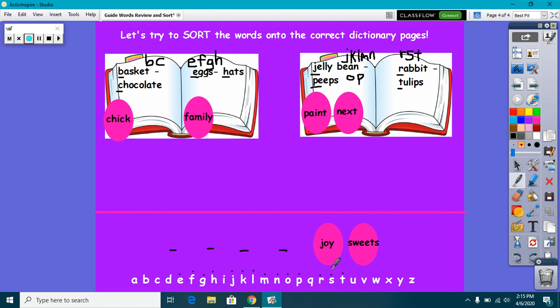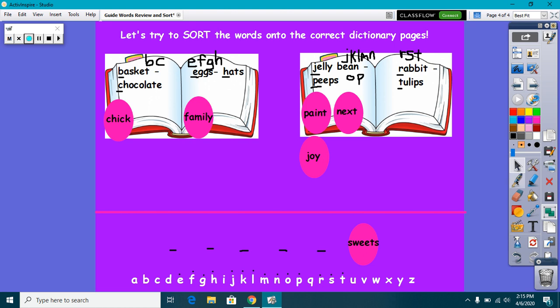We're almost done. This word here says joy. You think in your brain, what does it start with? What letter? And then which page would it go on? And it starts with the letter J. And the J is right here on this page with Jelly Bean. So joy would also be on this page.